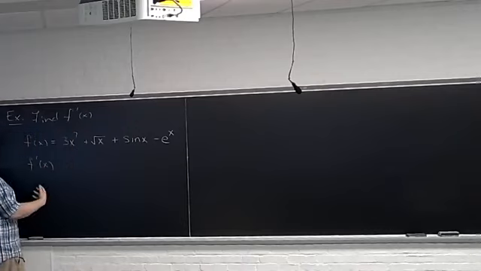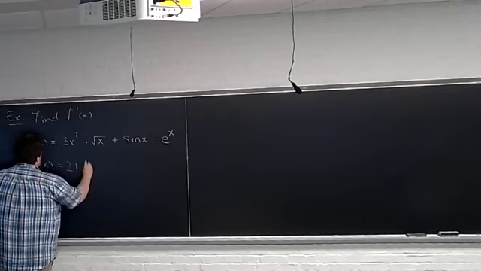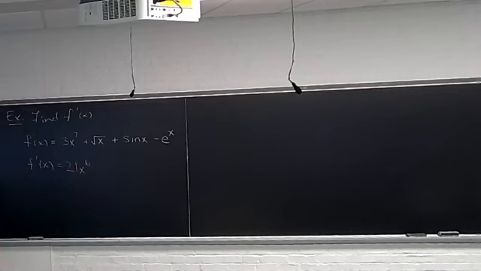Use the power rule on x to the 7th. That gives you 7x to the 6th. 3 times 7 is 21. So we have 21x to the 6th for the first piece.